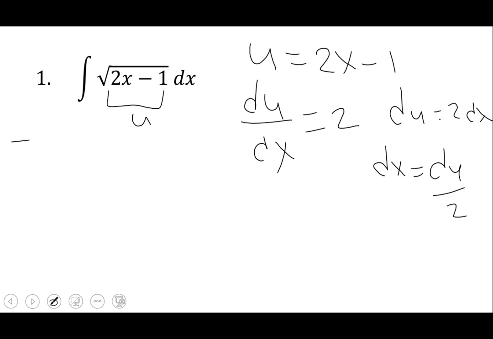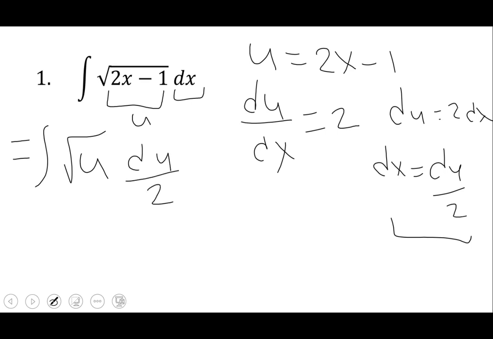So this problem is now the integration of, instead of 2x minus 1, you are going to use u, which makes this problem the square root of u. Then dx is equal to du over 2. So you are going to make that replacement.